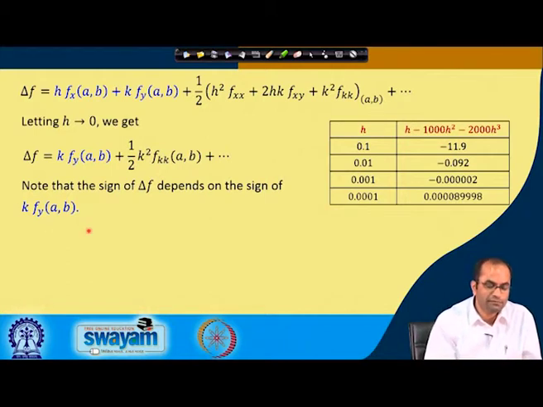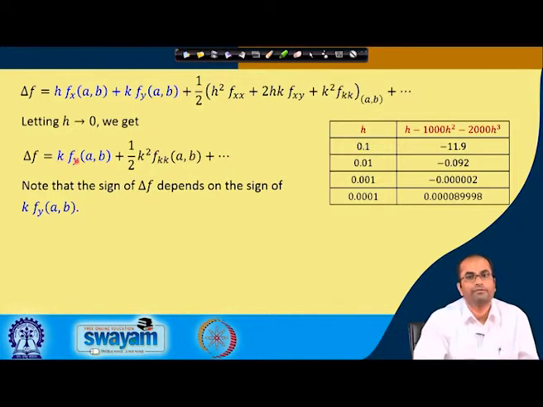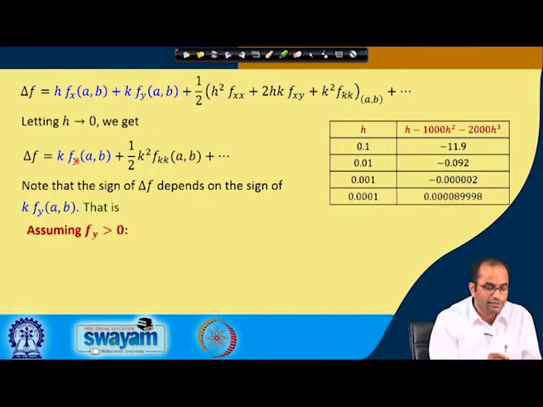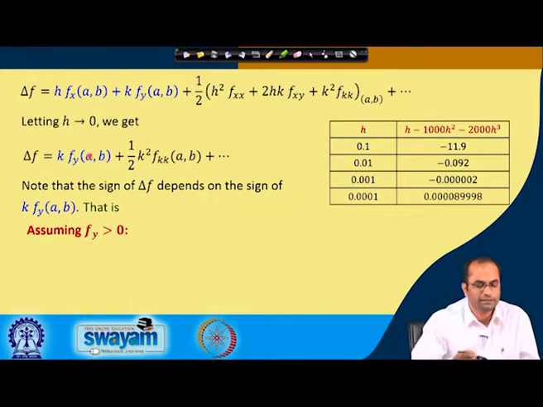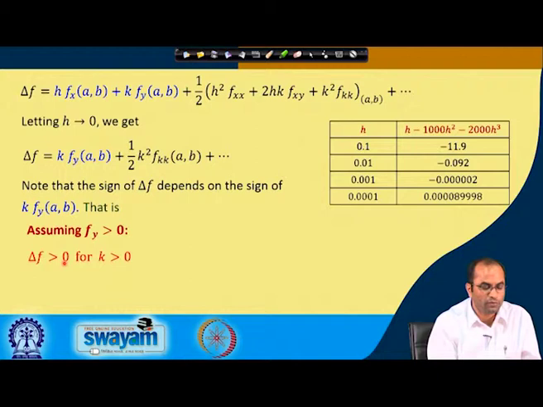The same argument applies here: there will be a sufficiently small k for which the sign of this expression is determined by the first term, k f_y(a, b). Assume f_y(a, b) is positive, since it is a partial derivative with respect to y at (a, b), so it must have some determined sign. Then delta f will be positive for k positive, and delta f will be negative when k is negative.